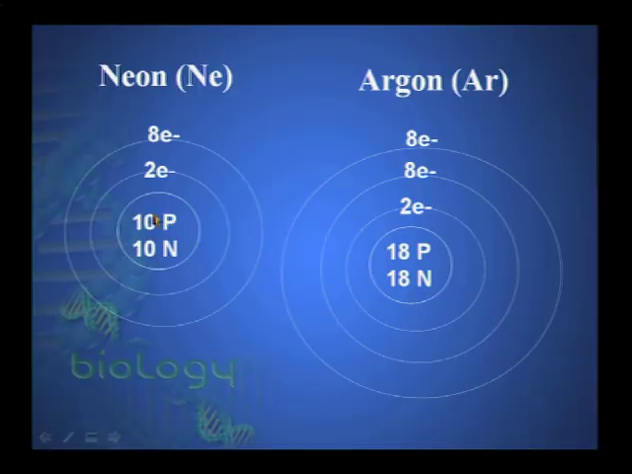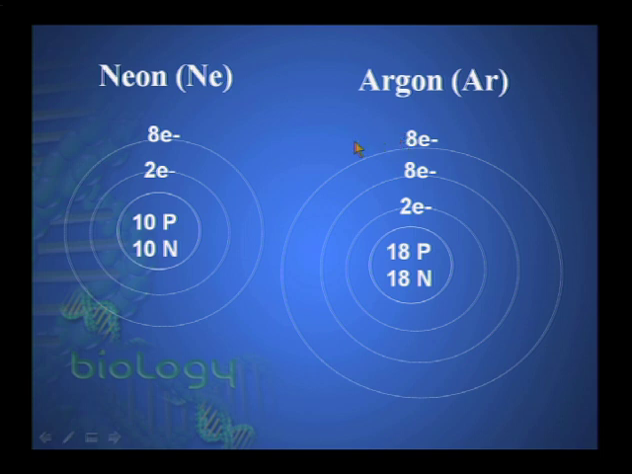And you'll notice here that element number 10 has 10 protons, 10 neutrons, so that would mean 10 electrons, 2 in the first shell, 8 in the second shell. Argon, 18 protons, so we'll assume 18 electrons, 2 in the first shell, 8 in the second shell, and then the third subshell is full. So what these two have in common is that the outer shell and subshell in this case are both full.